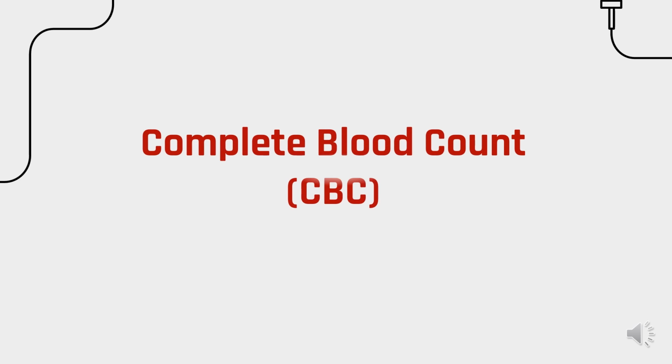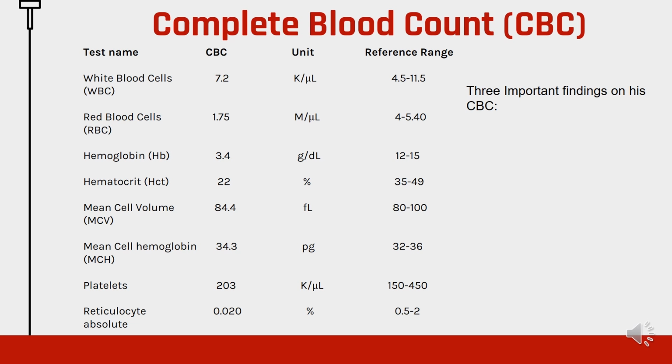So now I will talk about the complete blood count, CBC, which is also known as full blood count, of the first case study patient. This is the result of the complete blood count of the 48-year-old man who has chronic renal failure. From this test, we can know the level of the white blood cells, red blood cells, hemoglobin, hematocrit, the MCV level, MCH, the level of platelets, and also the level of reticulocytes.